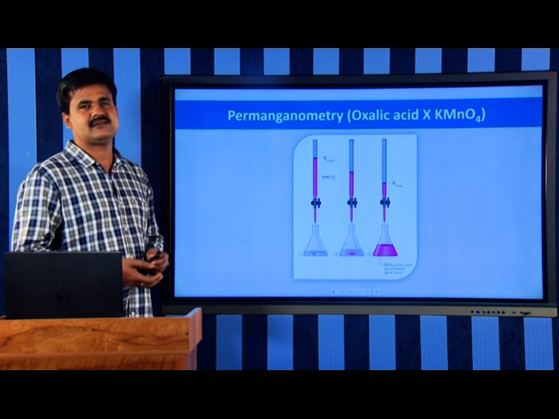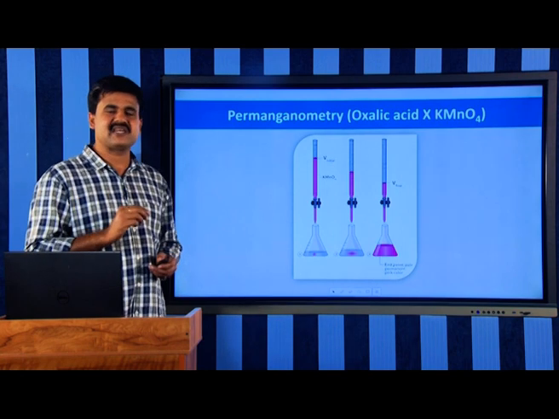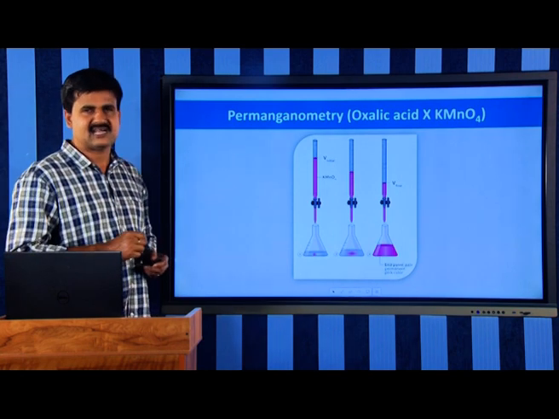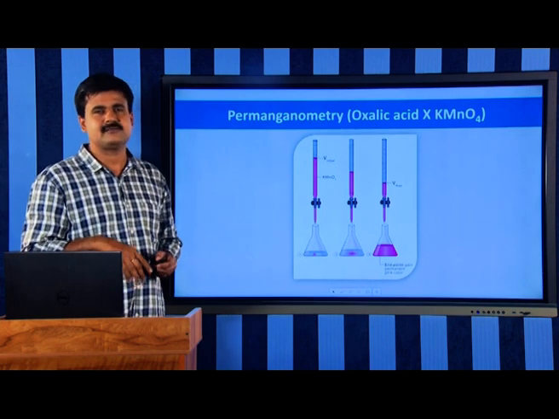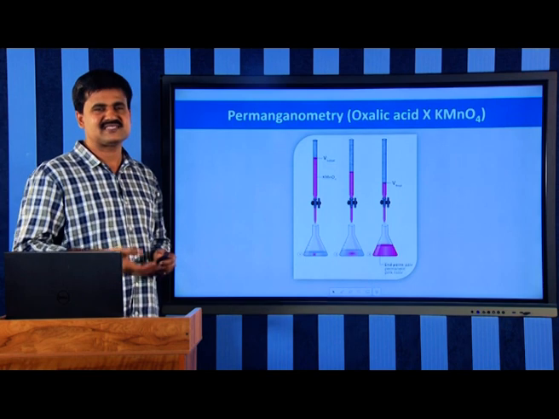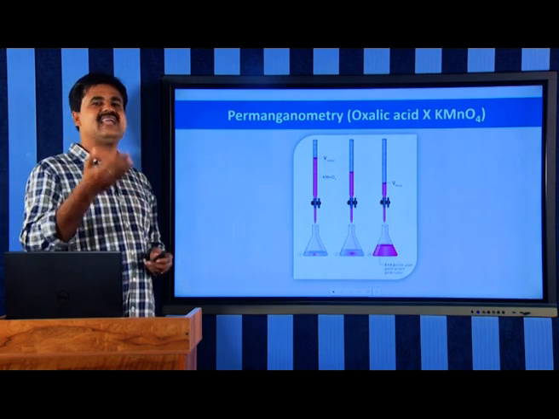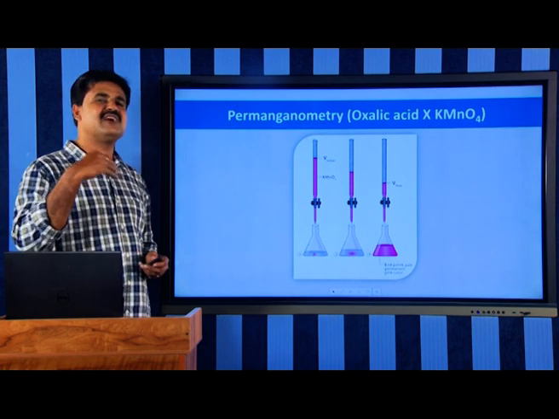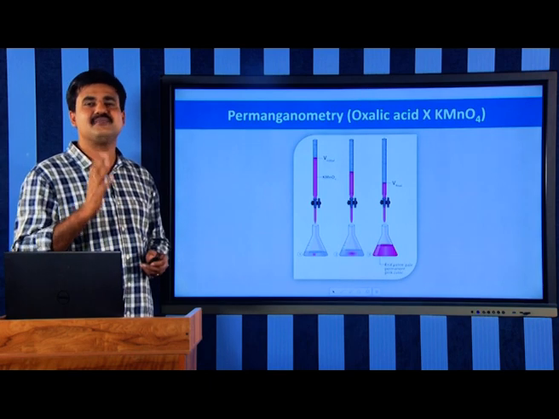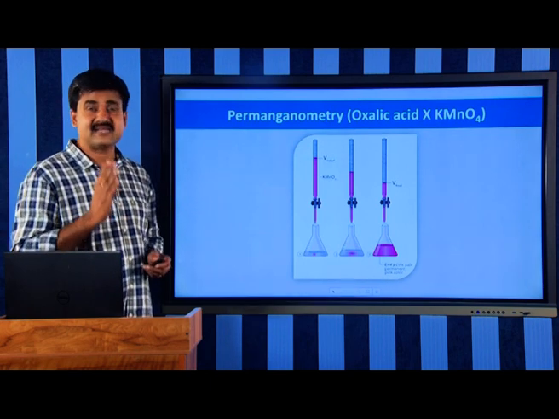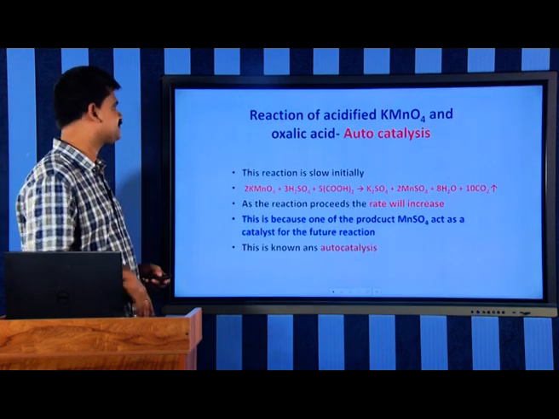After the titration, we will get an end point, which is the appearance of a very pale pink color that indicates slight excess of KMnO4 during the reaction. With the volume of KMnO4 used, the volume of oxalic acid used, and any one of the concentrations, we can evaluate the concentration of the other substance, and this forms a very important reaction in volumetric analysis under the title permanganometry.